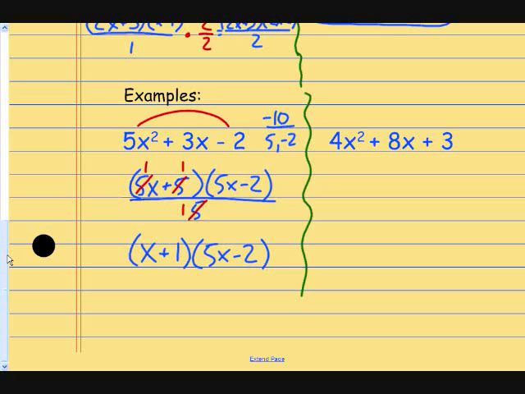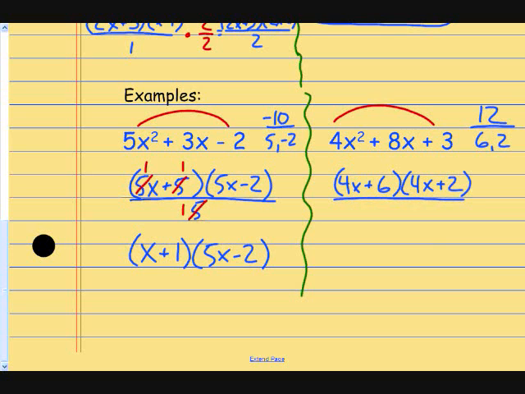For the second one, if I try one more here, I'm going to build a bridge. So 4 times 3, that's going to give me a 12. Two numbers that multiply together to give me a 12, but add together to give me an 8, are going to be a 6 and a 2. So now I'm going to do something that's seemingly incorrect. I'm going to do a 4x plus 6 and a 4x plus 2.